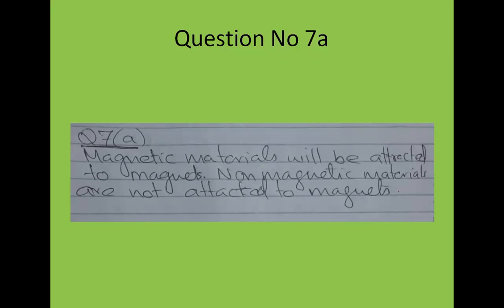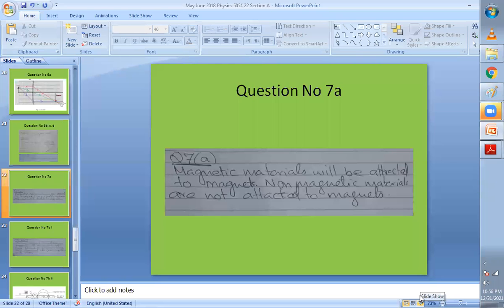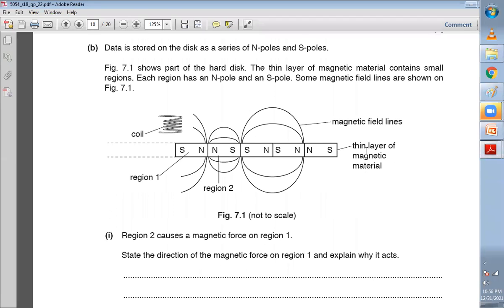Magnetic materials will be attracted to magnets, and non-magnetic materials are not attracted to magnets. Okay, so let's go to the next question.